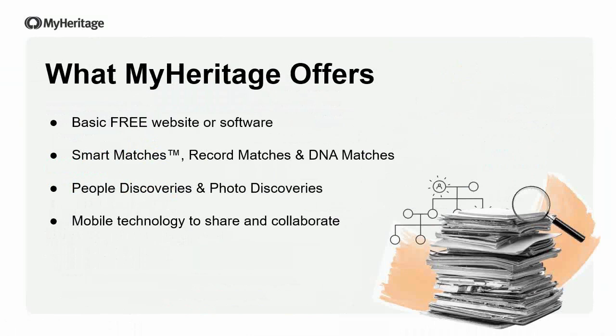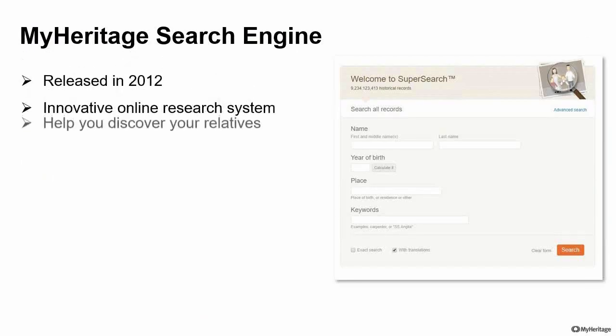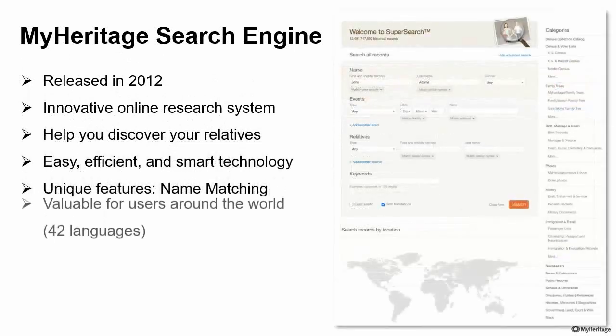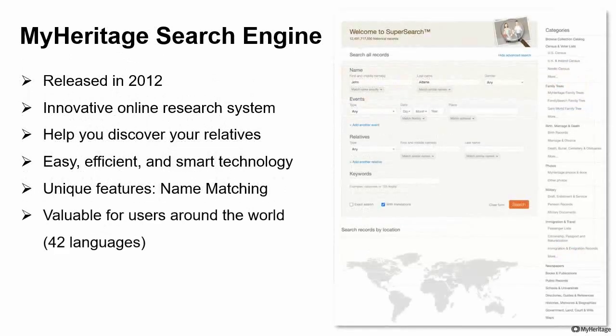MyHeritage will offer you a basic website or software that you can use to host your tree and manage your genealogy. The matches technology and the discoveries technology as well, and also a mobile technology that will help you take your research wherever you go. But let's talk about the search engine, which is the obvious place where MyHeritage holds all the records. We released this in 2012. Since then, we have been growing the database and improving the technology to help you search.